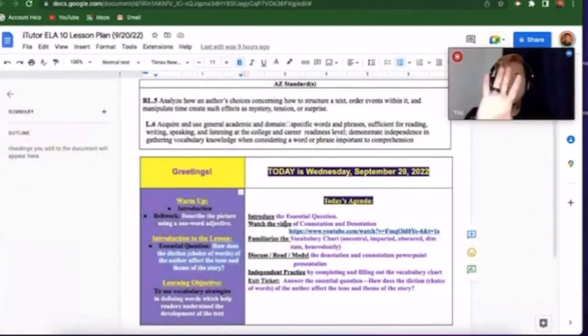All right, so if you can see our agenda there on your screen, I want to highlight first the essential question. How does the diction, or choice of words, of the author affect the tone and theme of the story? So every author has their unique choice of words. We call that diction. So how do these words affect the tone and theme of the story? And our learning objective today is very easy.